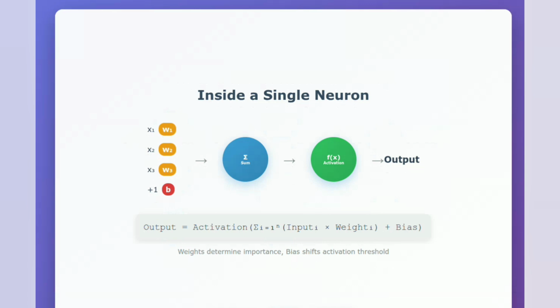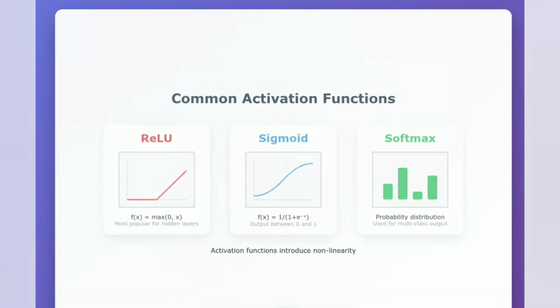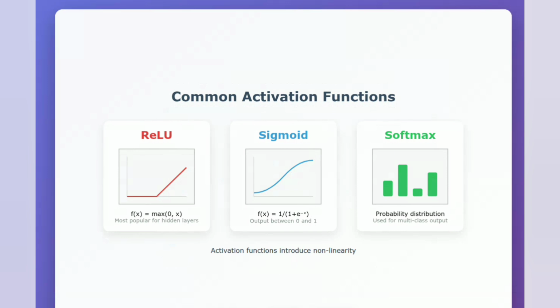This weighted sum plus bias is then passed through an activation function. The activation function introduces nonlinearity into the network. Without it, stacking layers would just be like stacking linear equations, resulting in only a linear model. Common activation functions include ReLU, rectified linear unit, which outputs the input directly if positive, otherwise zero, and sigmoid, or softmax for outputs, squashing values between 0 and 1.